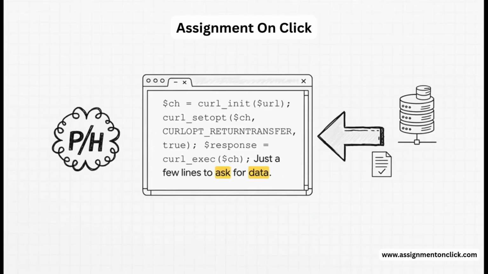And check out how clean this looks in actual PHP code. First, curl_init opens up the connection to the API. Then, this next line, curl_setopt, is really important. It tells cURL, hey, don't just echo the data out to the screen, I want you to return it as a string so I can save it in a variable. And finally, curl_exec actually sends the request. And boom, just like that, whatever the API sent back is now sitting in our $response variable. It's that simple.